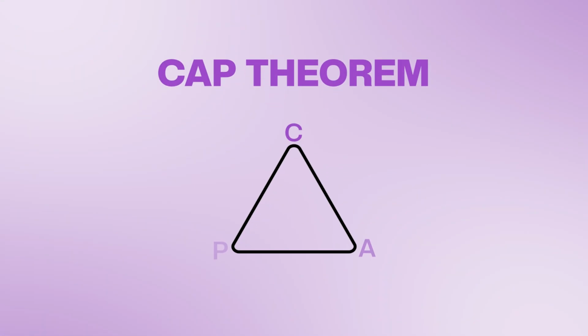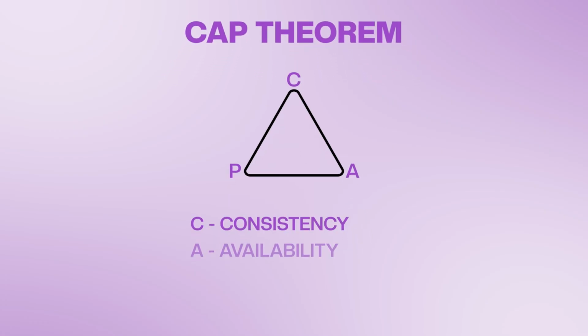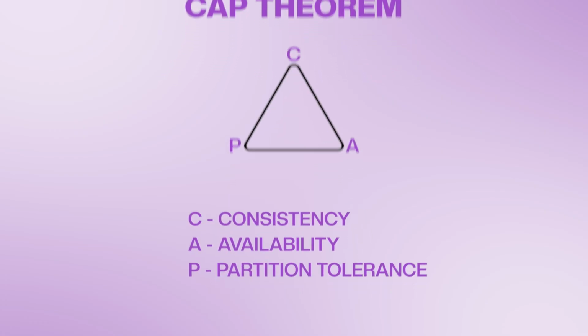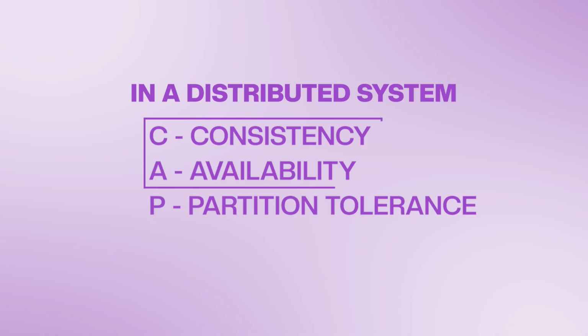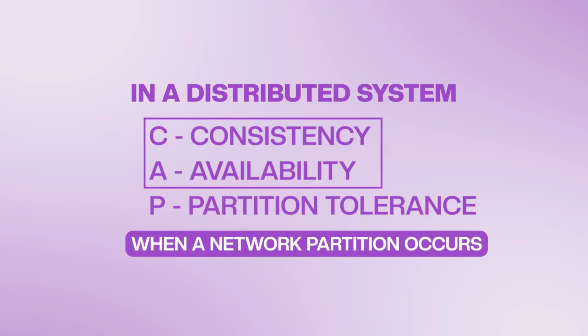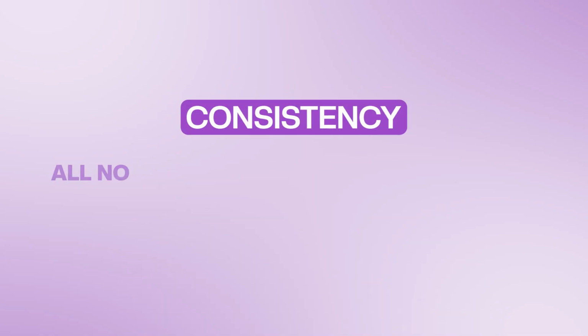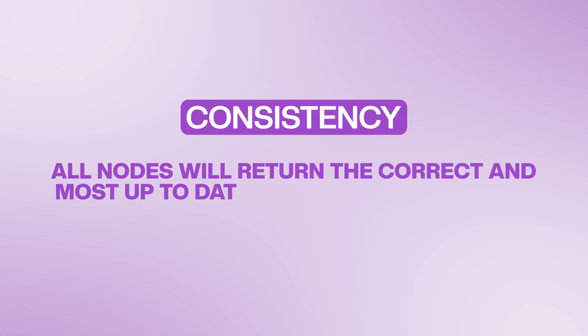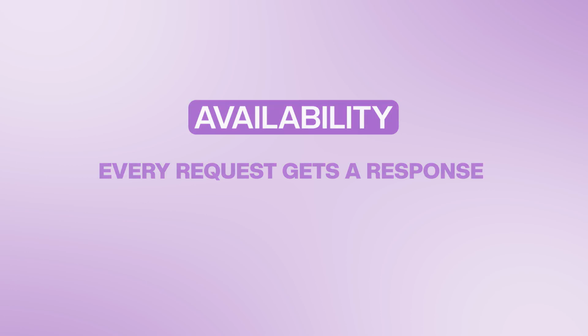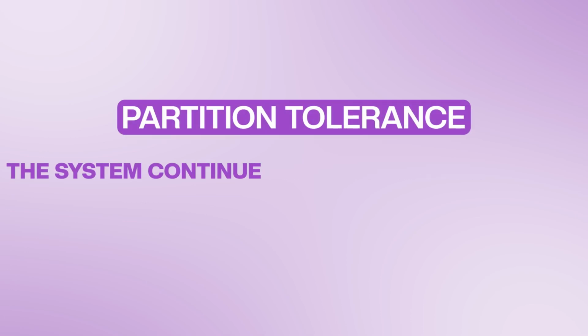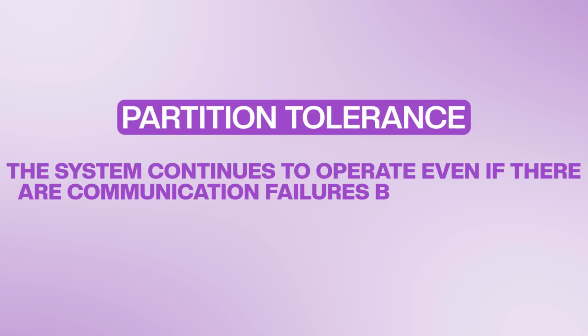Let's kick things off with some foundational theory that guides all distributed systems, CAP theorem. You've probably heard of CAP. CAP stands for consistency, availability, and partition tolerance. It states that in a distributed system, you can only choose 2 out of 3 when a network partition occurs. Consistency means that all nodes will return the correct and most up-to-date response for a request. Availability means every request gets a response. And partition tolerance means that the system continues to operate even if there are communication failures between nodes.